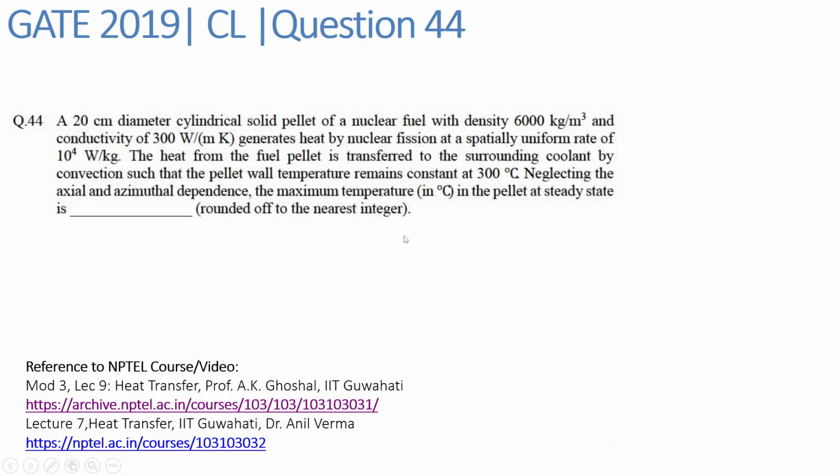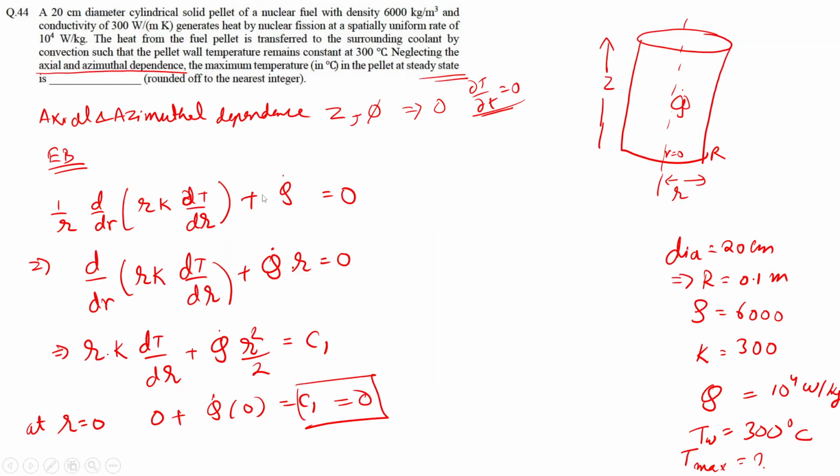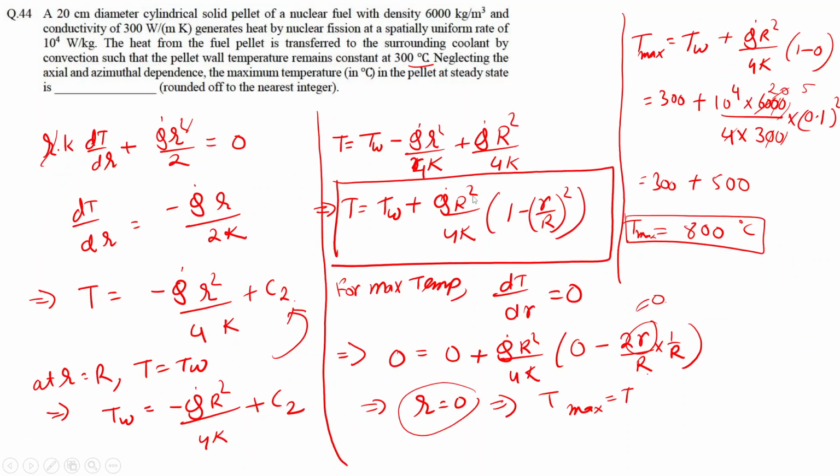Okay, so we looked at the last question for today's session, related to this cylindrical solid pellet, and we had to use the energy balance equations to find the maximum temperature within the cylindrical pellet. Given that axial and azimuthal dependence were 0, we used this equation and integrated it to find the temperature profile within the cylinder, then differentiated that to find the location of the maximum temperature, and then the maximum temperature within the cylinder was found by replacing the other values.